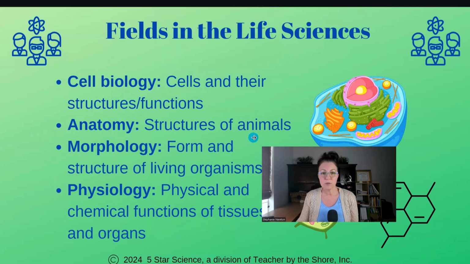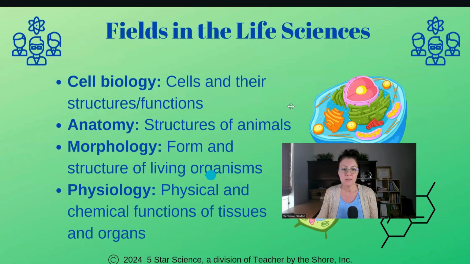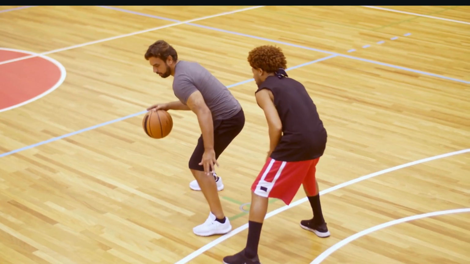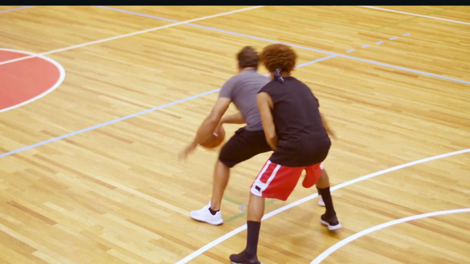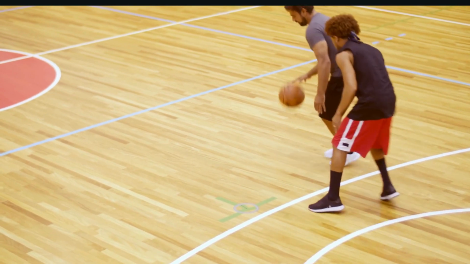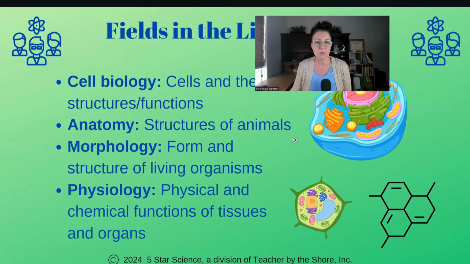Anatomy studies the structure of animals, including the human body. Morphology studies the form and structure of living organisms. And physiology studies the physical and chemical functions of tissues and organs. So that would be a physiologist. That includes fields such as exercise physiology, where an exercise physiologist may work in a lab where they study the science of exercise basically, or they might work in a field where they're working with patients one-on-one.